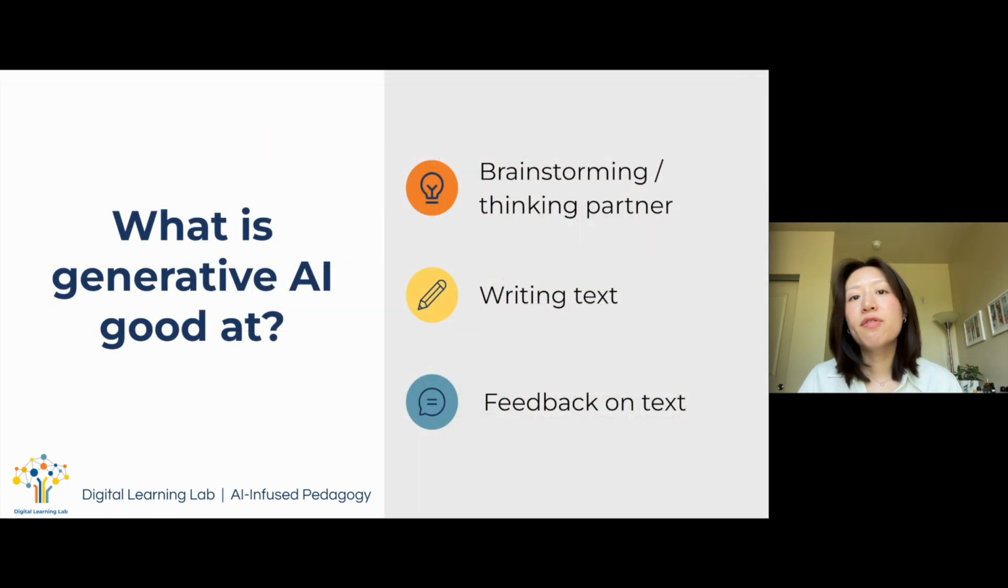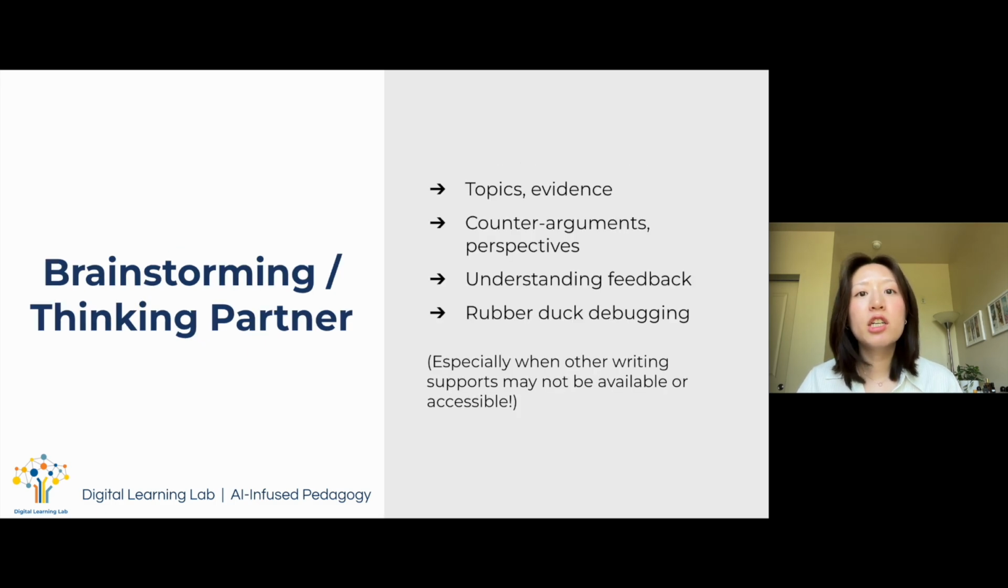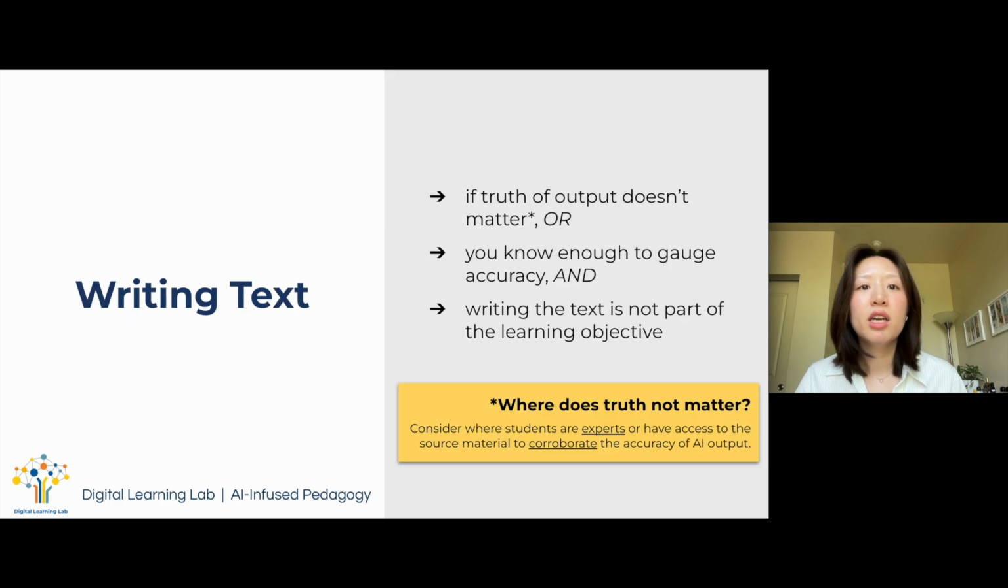From our research, we found generative AI to be pretty good at a few things in particular. Generative AI can serve as a brainstorming or thinking partner during planning and pre-writing. For example, figuring out a topic for a research paper, thinking through counterarguments, assessing the effectiveness of evidence, getting other perspectives, and identifying errors in logic. Simply writing the prompt to the AI forces you to synthesize and express your thoughts in a helpful way, like rubber duck debugging.